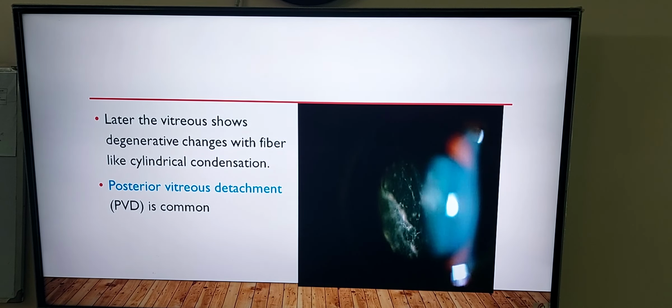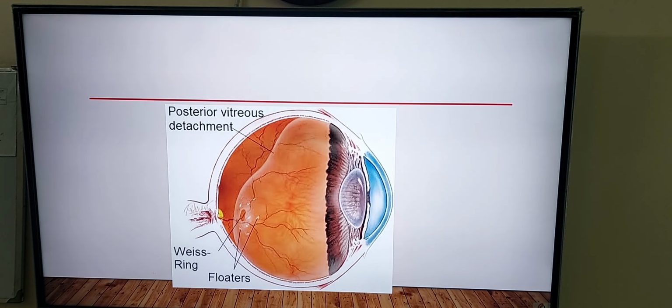There is also PVD, posterior vitreous detachment, which is very common. In this picture, this shows the posterior vitreous detached, the whole vitreous has detached from the retina, and it also causes floaters and the Weiss ring. This circular thing is the Weiss ring.